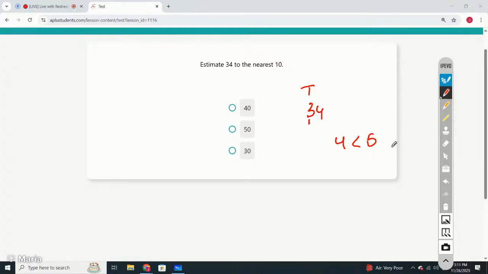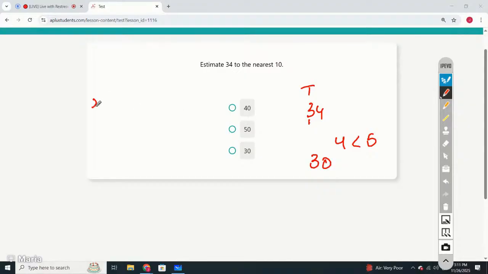And 4 is less than 5. So we need to round down. Round down means we need to round on the same tens and just put a 0. So that is 30. So the correct option is 30. 34 is rounded off to 30, not 40.